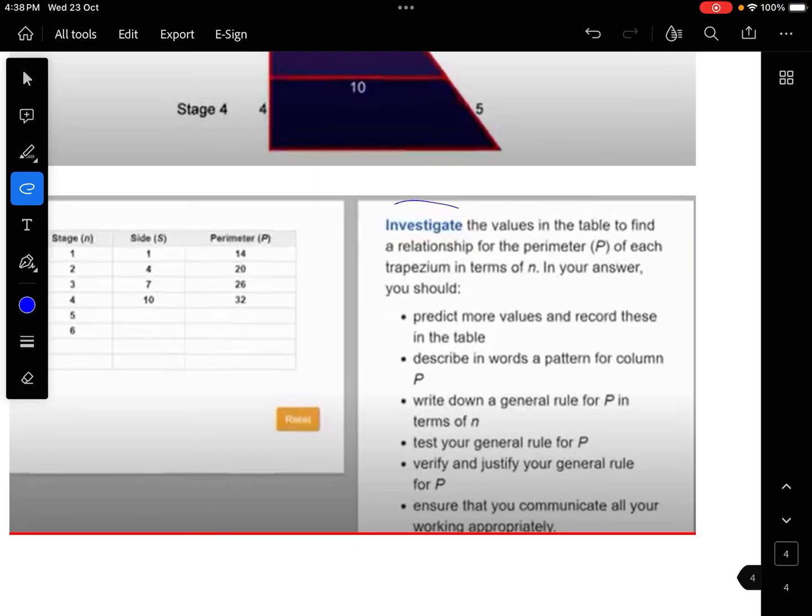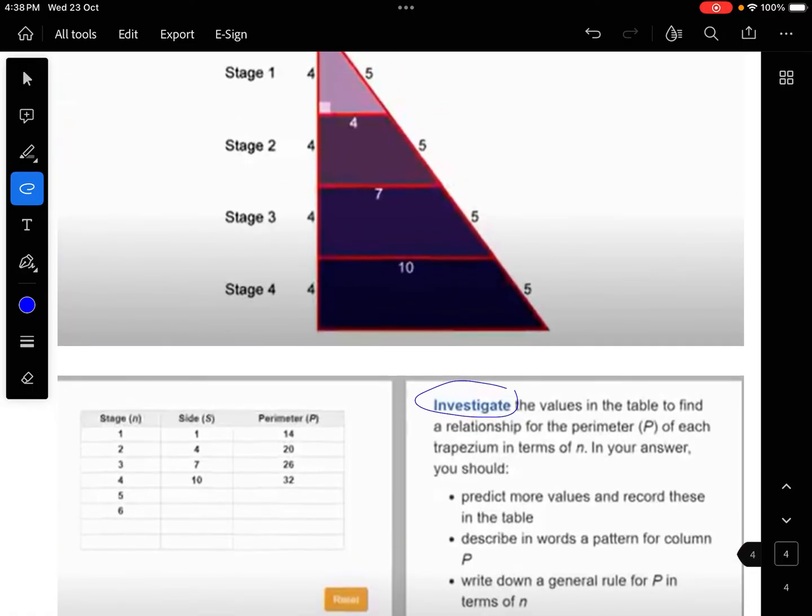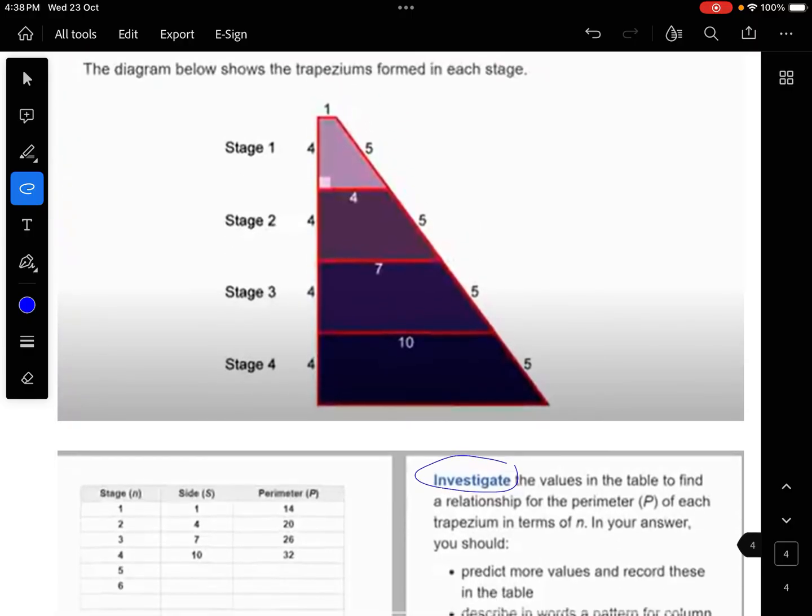So it says investigate the values in the table to find a relationship of the perimeter of the trapezium in terms of n. You need to predict more values, describe in words, write down the general rule, test your general rule, verify, justify, and basically do the whole thing pretty much on your own, and that's why it's worth 20 marks. So what we'll do now is look at how we could find the perimeter for stages 1, 2, 3, and 4 first, before we try to see a pattern. Then we'll come up with a pattern as well as writing a general rule for this.